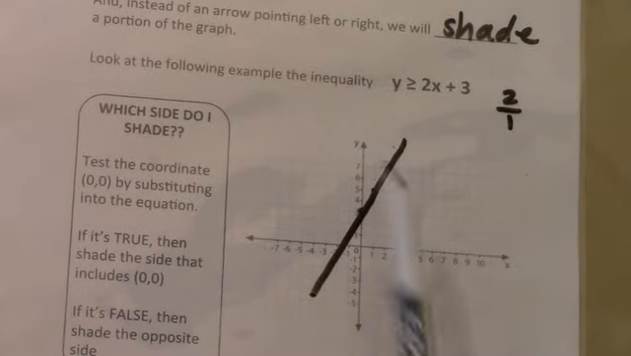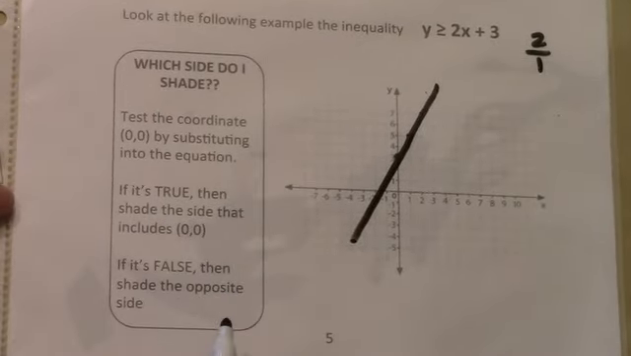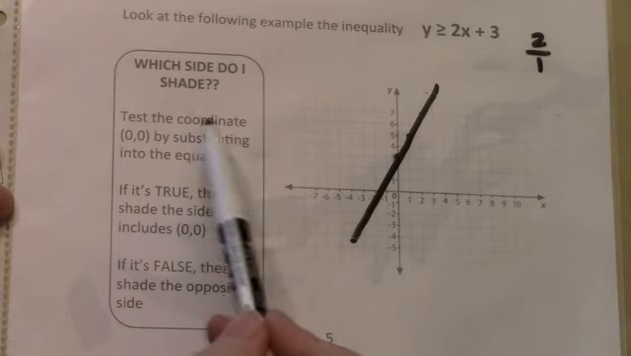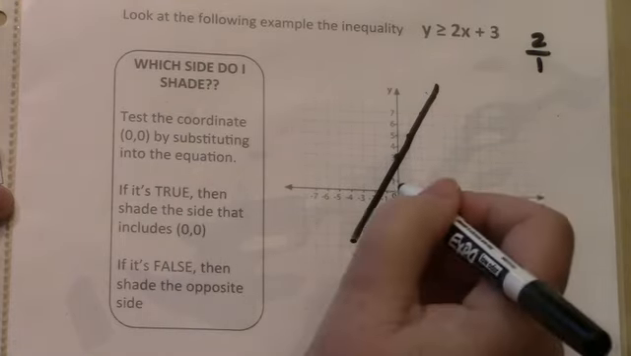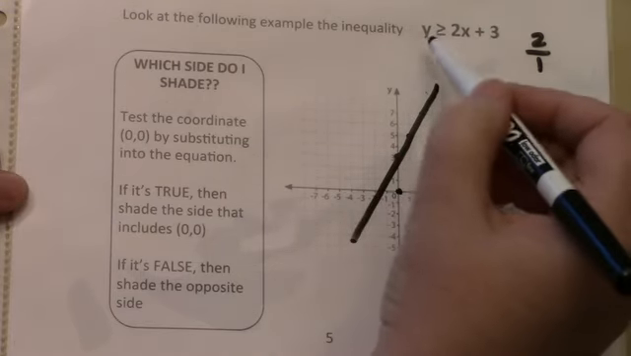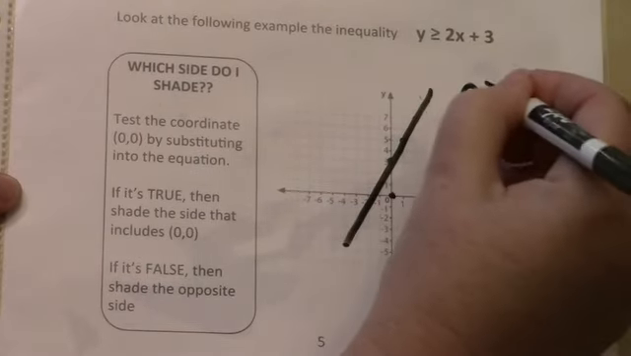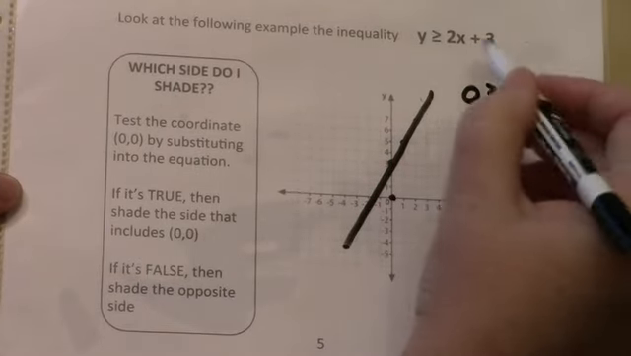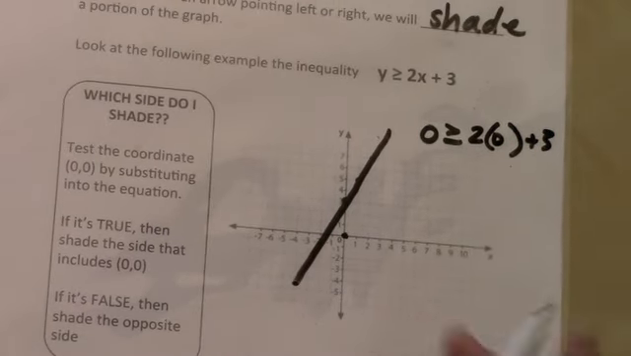How do we shade? Which side am I going to shade on? I'm either going to shade everything over here, or I'm going to shade everything over here. How do I know? Well, let's look at this little factoid right here. Let's test the coordinate 0, 0 by substituting into the equation. Well, what does that look like? Instead of y, I'm going to have 0 greater than or equal to 2 times x, 0, plus 3.